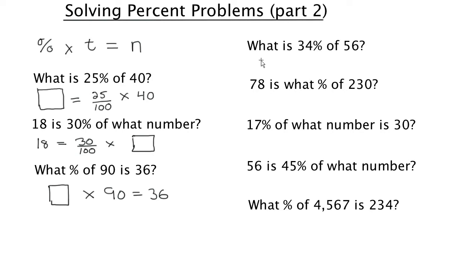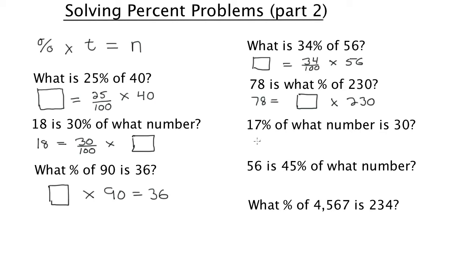All right. Well, it looks like this. Every time you see the word what, that's the unknown. That's your variable or your box. So what is 34%, or I could have written 0.34, of 56. That's it. That's all you have to do here. Next, 78 is what percent? That's my box. When I see the word what, that's the thing I'm looking for. Of 230.